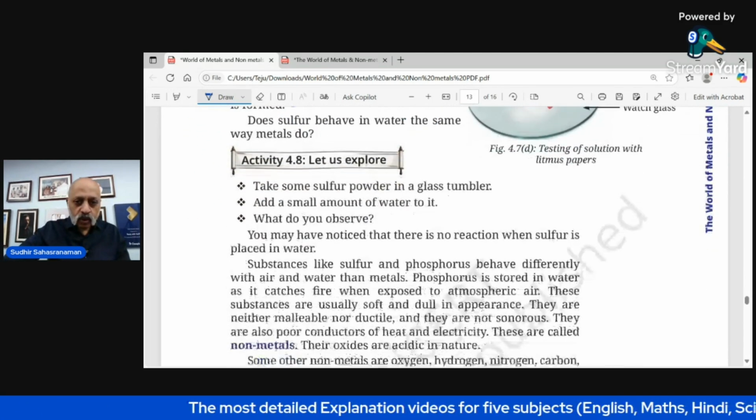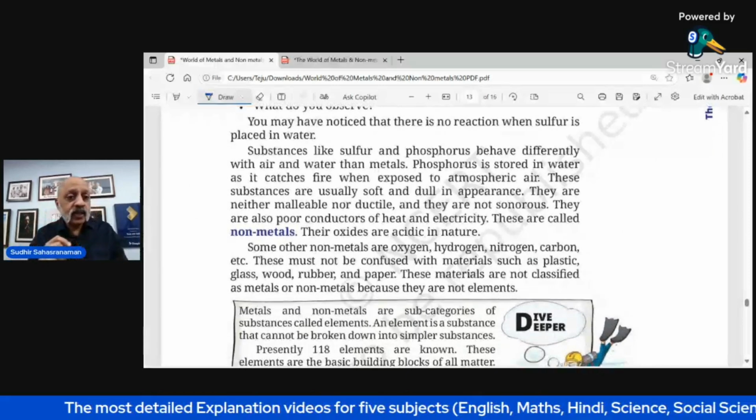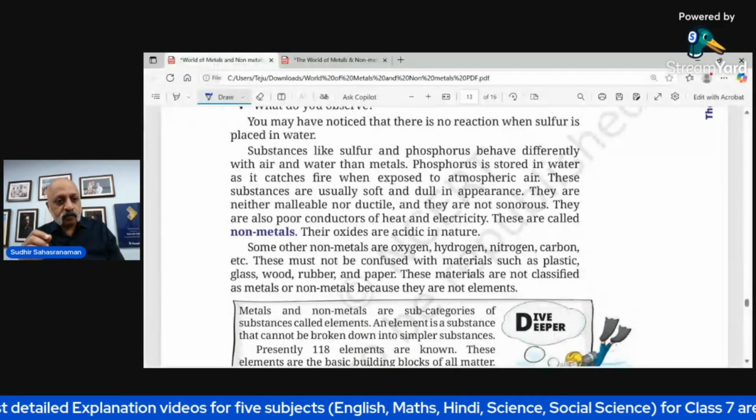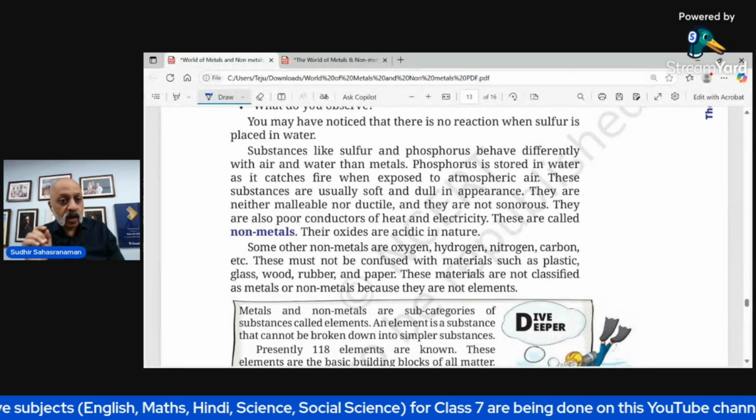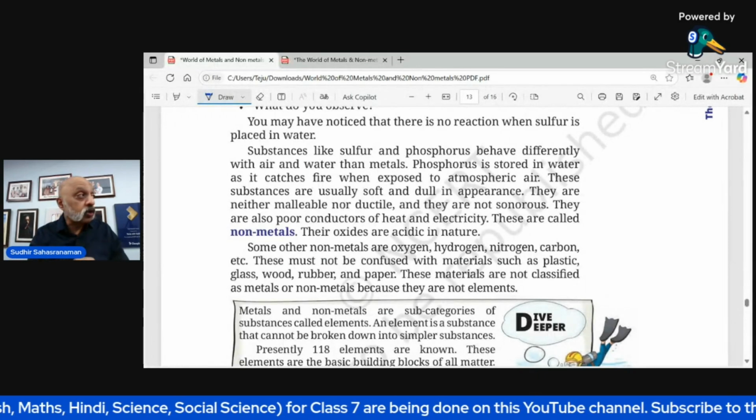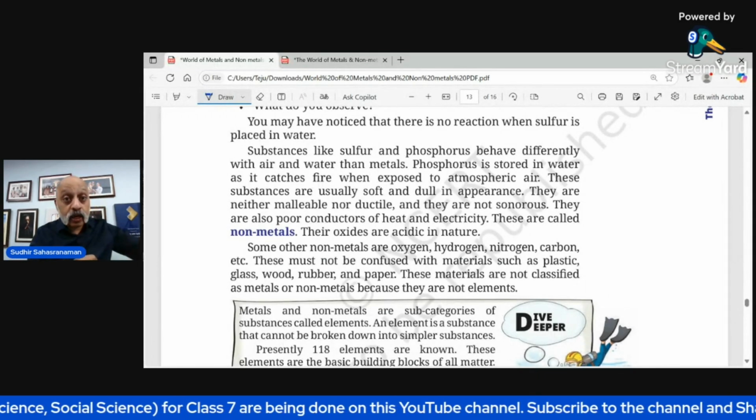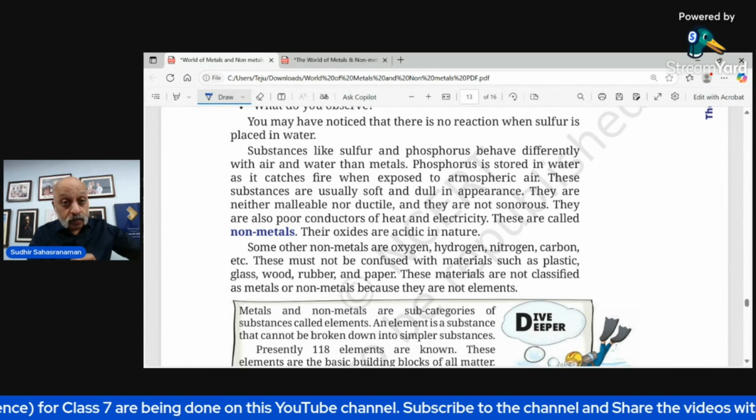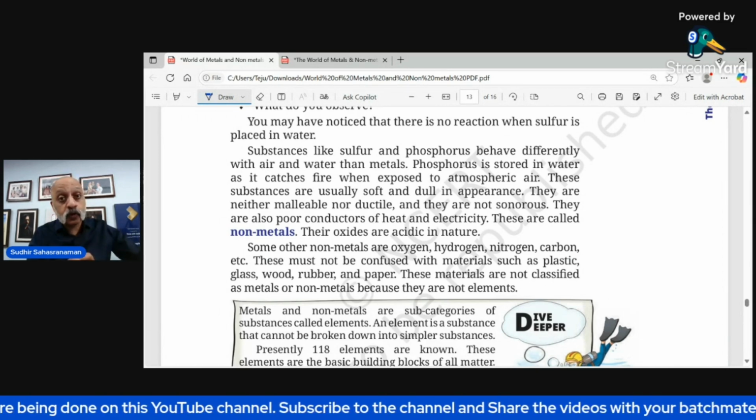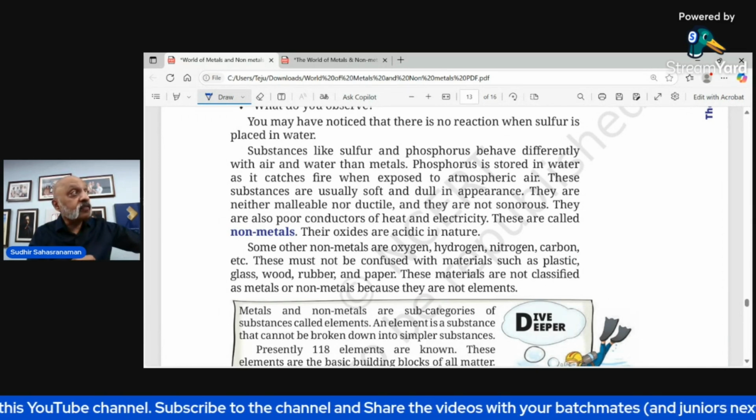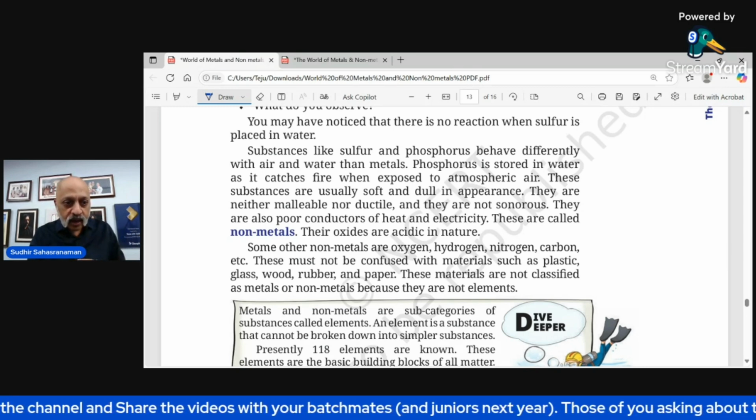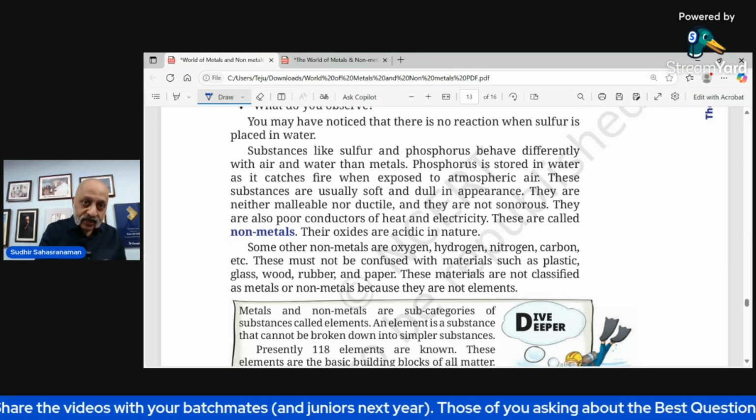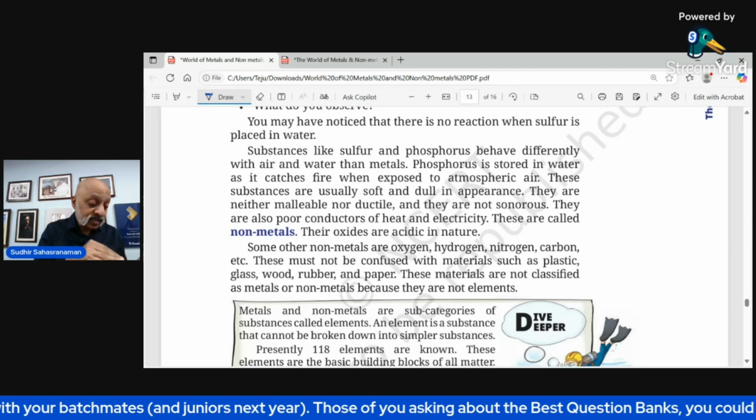Now, sulfur and phosphorus behave differently with air and water than metals. We have already seen that. Phosphorus is stored in water because if you expose it to air, it will catch fire. Just like sodium is kept in kerosene, similarly phosphorus is kept in water, because otherwise it will catch fire if it is exposed to atmospheric air.